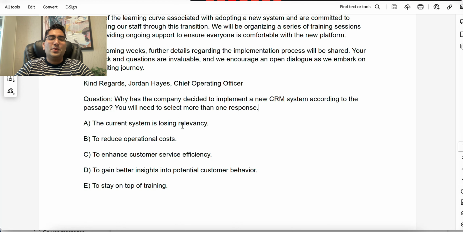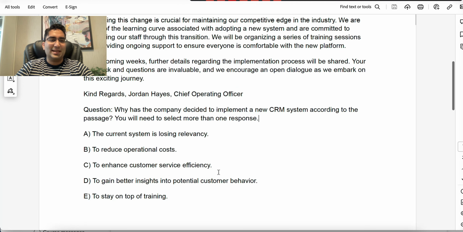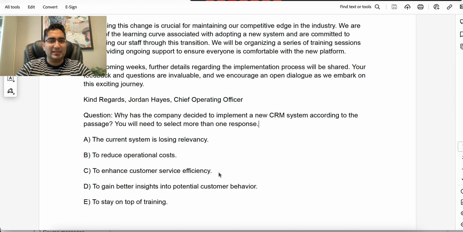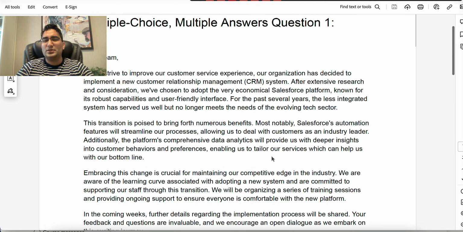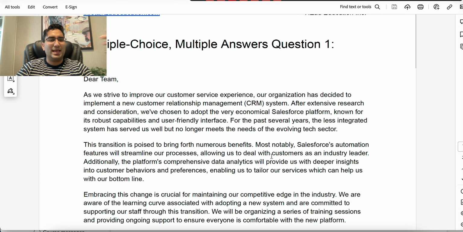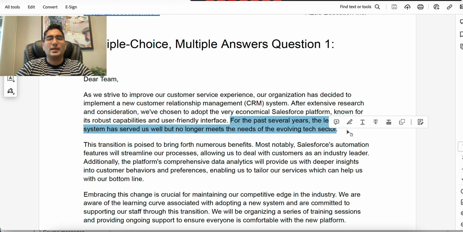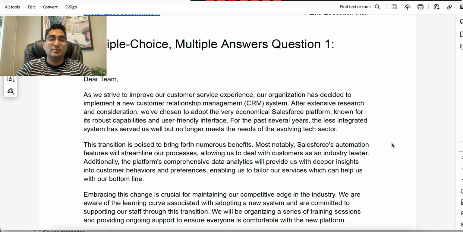Okay, now the options here were just insane, which is why I selected this for this video. You see, the first option is the current system is losing relevancy, so we'll go up and check anything we have on the current system. Now it says something here when we look at the past system, because now it's going to be changed, so that is the current system, now it's the past system.